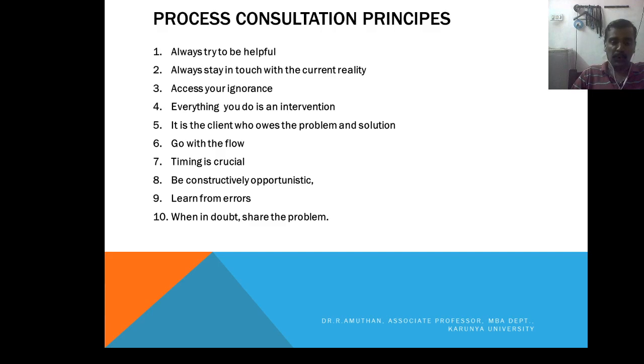And while you are in doubt, you share the problem. That means you discuss with your fellow consultants, place the problem before them and get it solved, because you alone cannot be the solution for every problem. Of course, you will be a solution, undoubtedly, but you cannot be a solution to every problem. Some chronic problems may not be solved by you. Those problems should be put on everyone else's table, share the merits and demerits, and get it solved. So these are all the principles you have to have as a consultant.